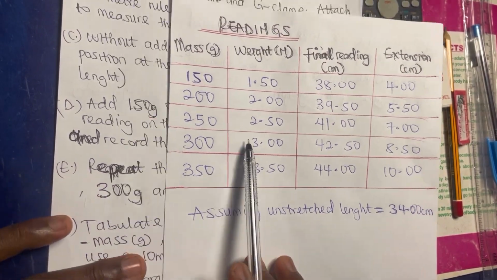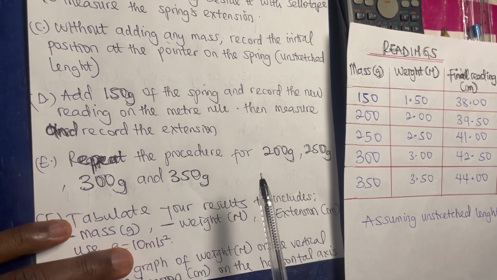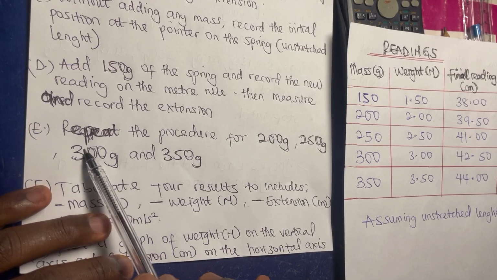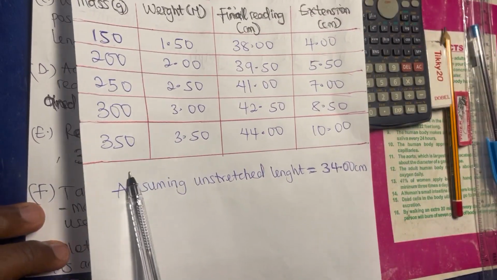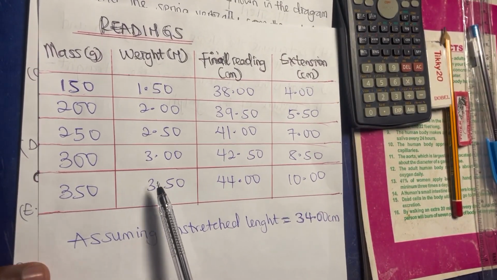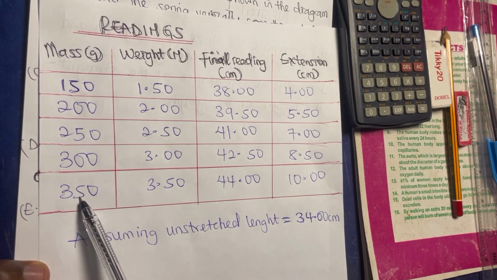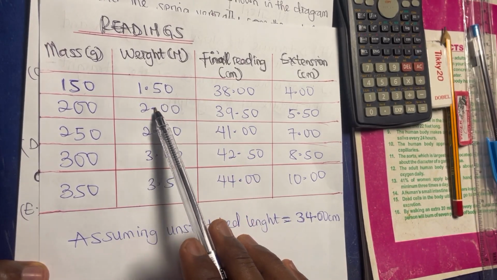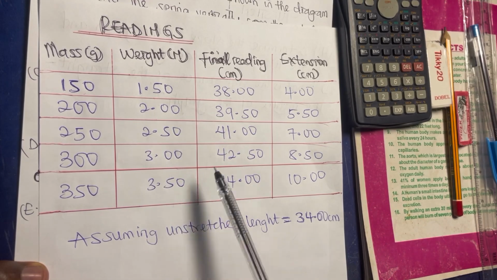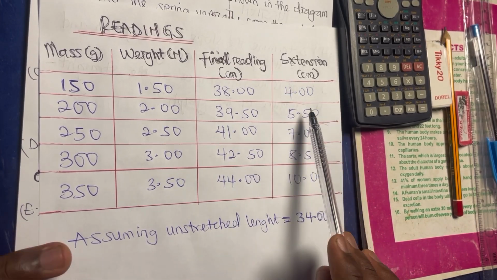I repeated it. Like I said earlier, the masses are going to be 5: 1, 2, 3, 4, and this 150, making 5. So now I have the readings here. The mass 150, 200 gram, 250, 300, 350. Then the weight, that's in Newton, 1.50, 2.00, 2.50, and so on. Then the final readings in cm, I have this. Then the extension in cm, I have this.